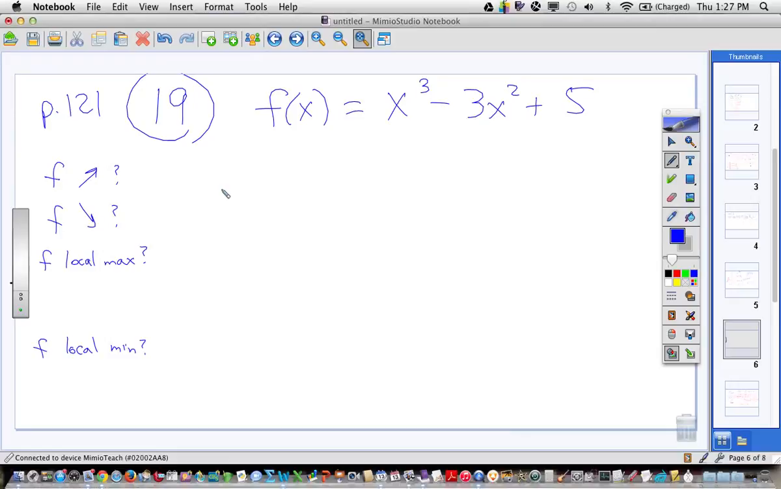Because let's face it, if this was a calculator problem, we could graph it, we could see where it has a local max, see where it has a local min, we could see everything. You're not allowed to do that, right? We're going to use the calculus ideas that tell us where these things are.